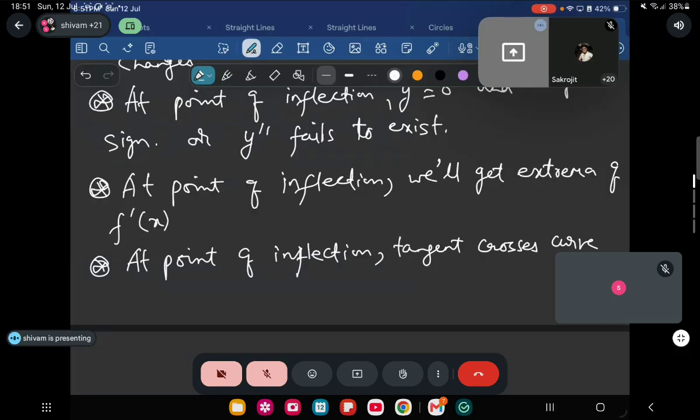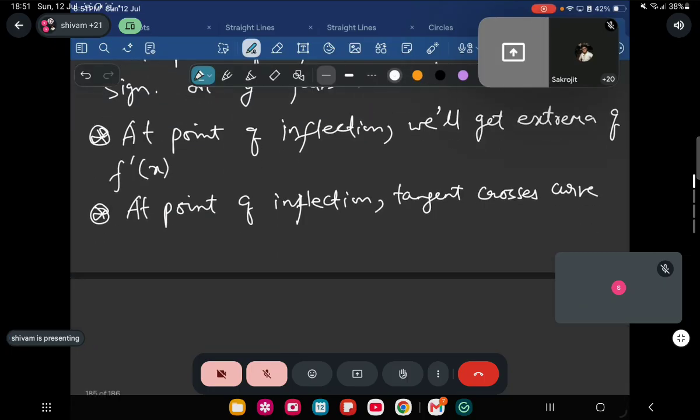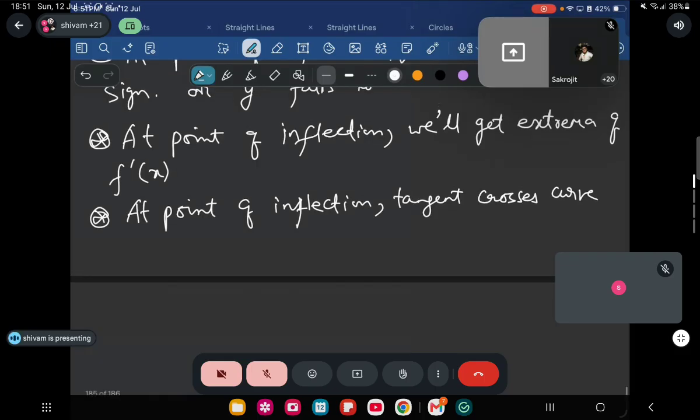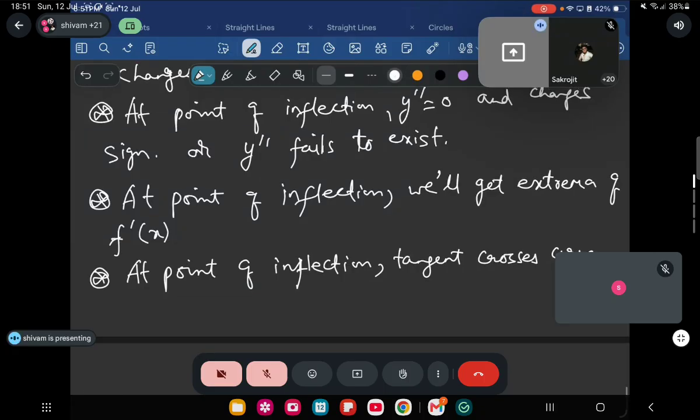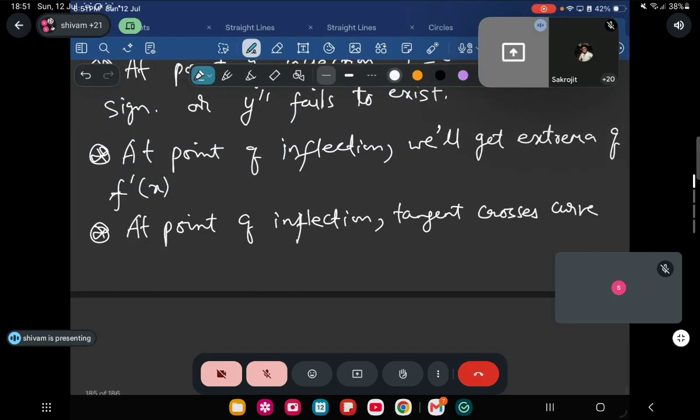I'm talking about y dash, not y double dash. See, I've written at point of inflection, f dash x. Check it for f dash x, it will happen. For example, x cube, 3x square, point of minima.